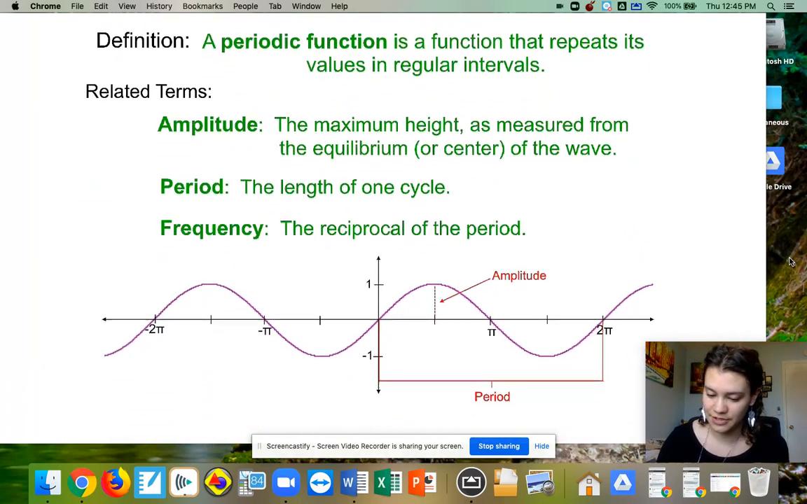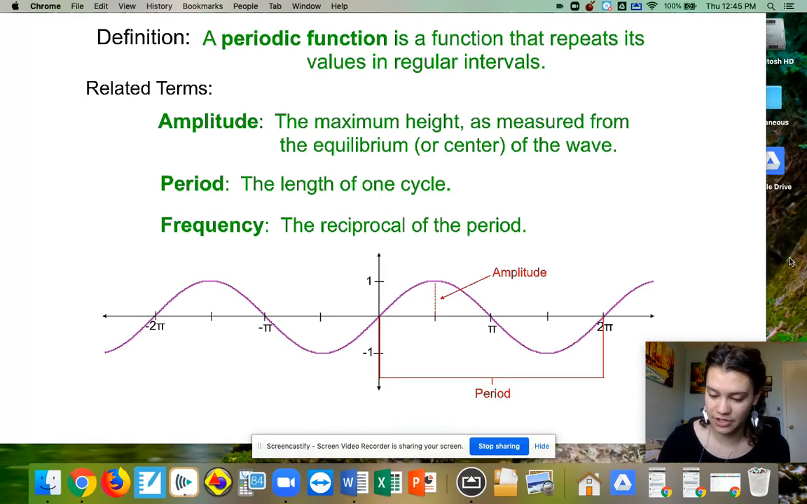So some definitions. A periodic function is a function that repeats itself at a regular interval. So it's not like 1, 2, 3, 1, 2, 3 over different amounts of time, but it's just the same thing over and over again.